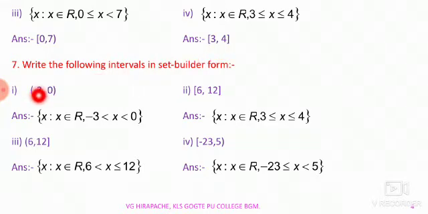Moving to the next question. In this question, we are going to write in the reverse form. You will be given an interval, and we are going to write it in set builder form. Write the following intervals in set builder form. Dear students, as I told you, one of the two questions will be asked in the examination.